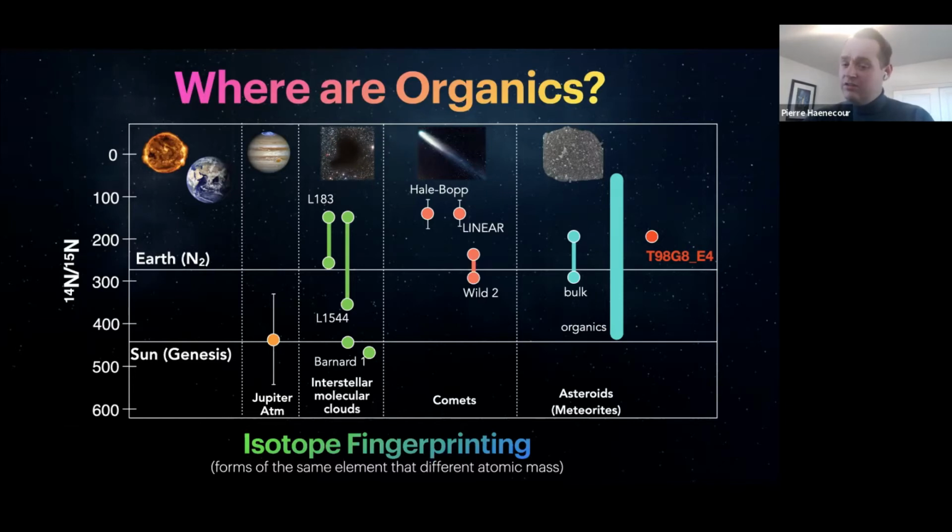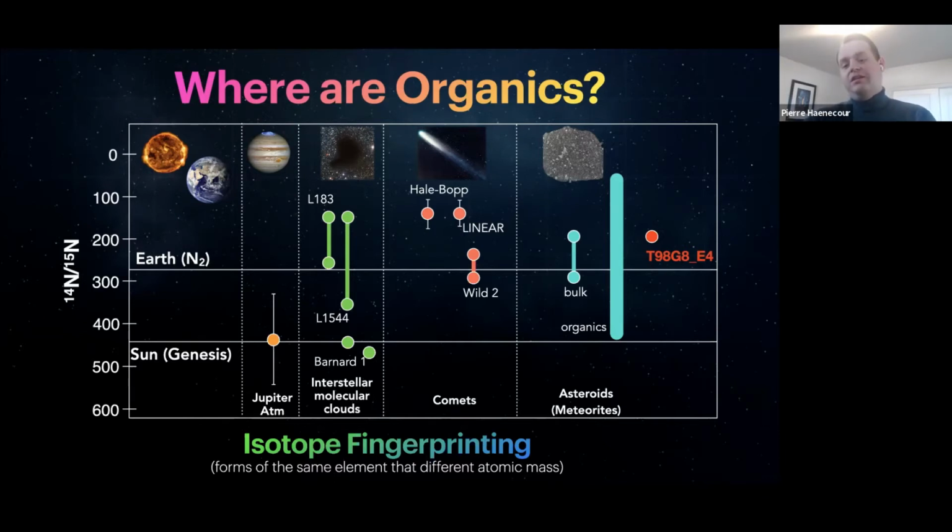Then the sun. The sun is over 99% of the material in our solar system, so its isotopic composition is a key to understanding the rest of the solar system. The composition of the sun was measured thanks to the NASA Genesis mission, which measured the solar wind, basically the wind coming out of the sun. So it allows us to get a measurement of its nitrogen isotopic composition.